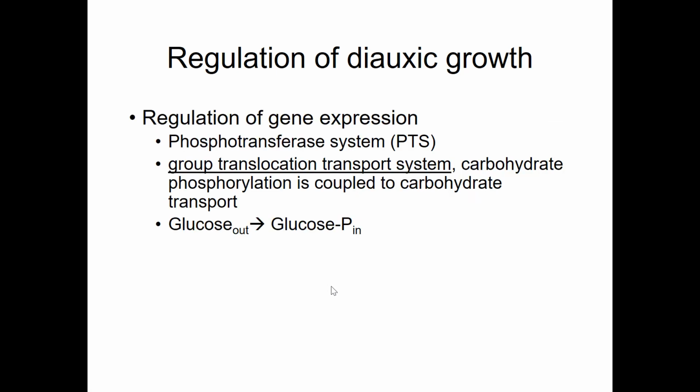So the regulation of diauxic growth is due to regulation of gene expression. In this case, it's due to the phosphotransferase system or the PTS system. This is a type of group translocation transport system where carbohydrate phosphorylation is coupled to carbohydrate transport. So in this case, we're going to be talking about glucose outside of the cell being in a non-phosphorylated state, and as it's brought into the cell, it becomes phosphorylated, which is represented by this P. Okay, so let's take a closer look at the phosphotransferase system and how it regulates diauxic growth.